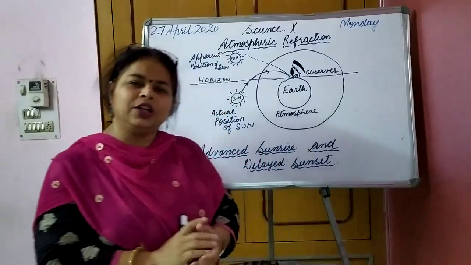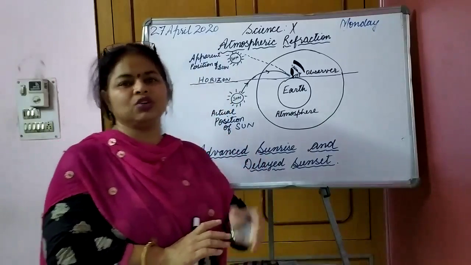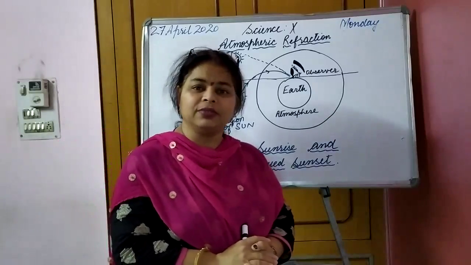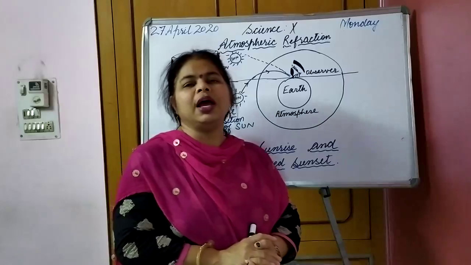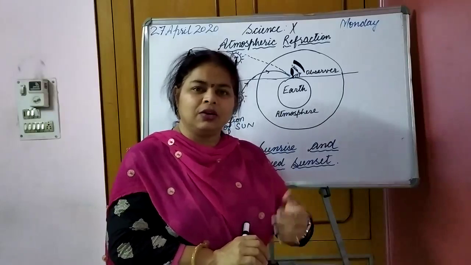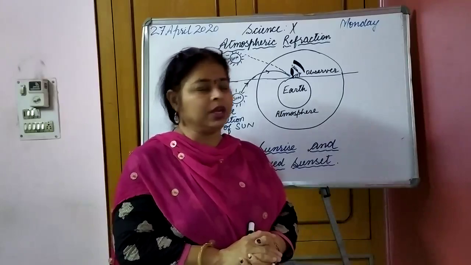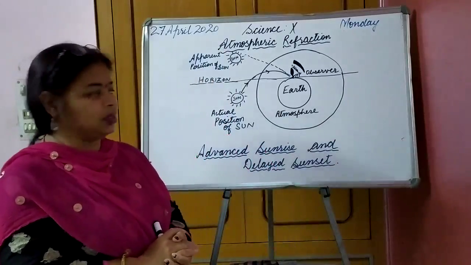So it means that during the day we are getting 4 minutes of extra sunshine. The sunlight that we are getting is 4 minutes more daily. Okay, so let us see how it happens.